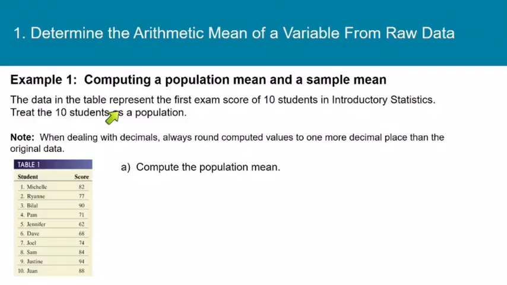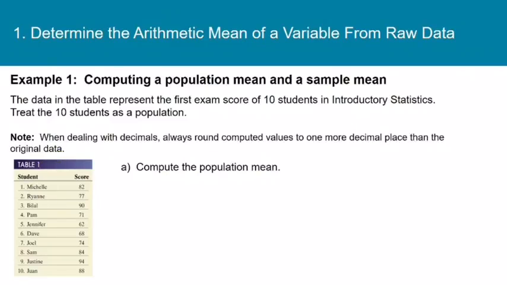This says the data in the table represent the first exam score of 10 students in introductory statistics. Treat the 10 students as a population. And note this: when dealing with decimals, always round computed values to one more decimal place than the original data.